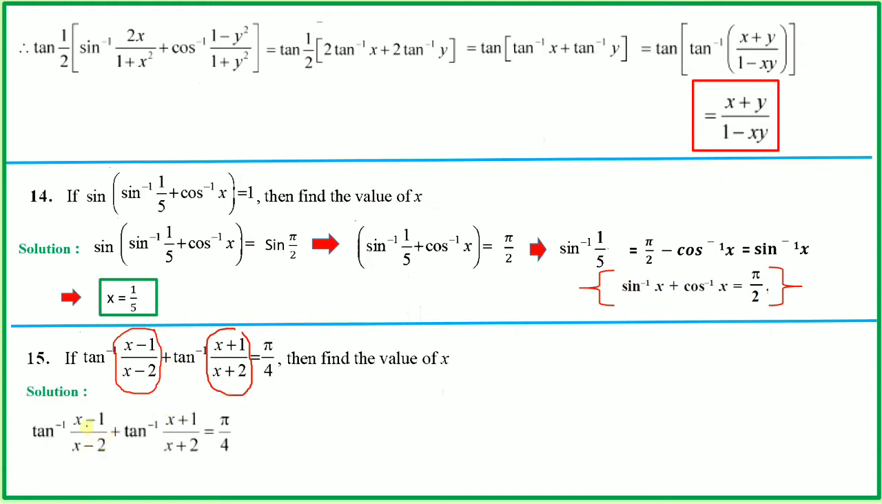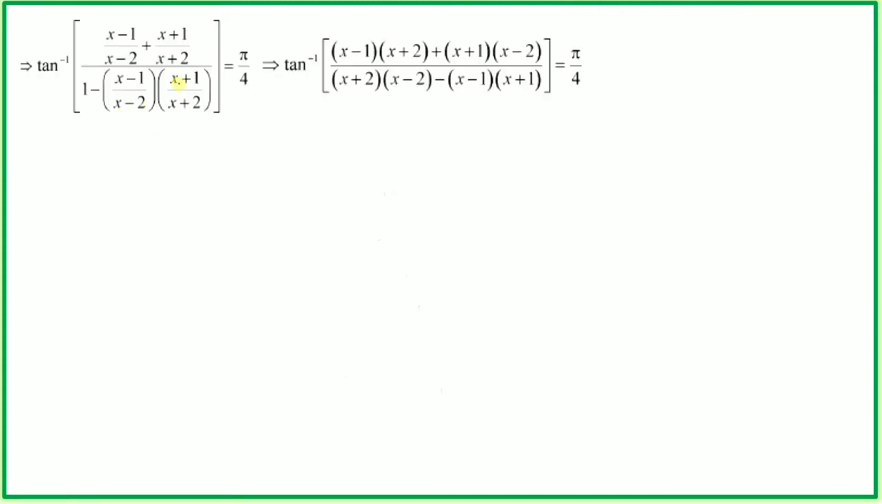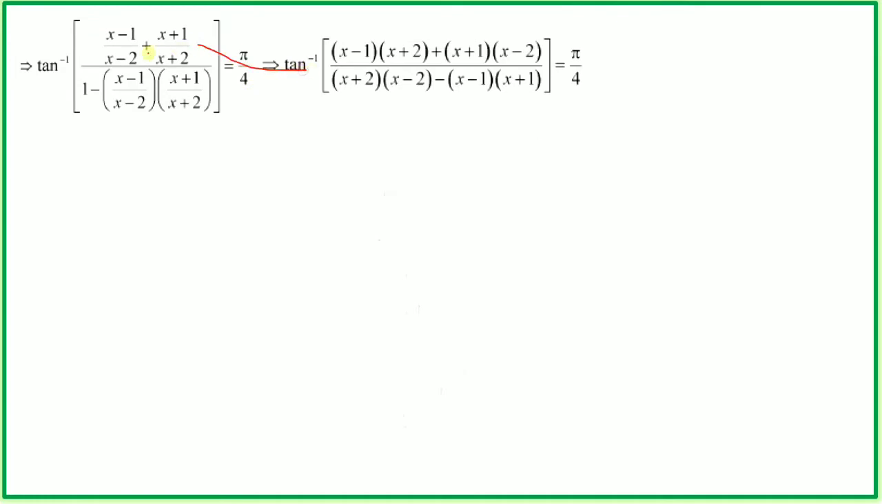So the solution for this question, since the identity is tan inverse x plus tan inverse y, as I told you, is tan inverse x plus y upon 1 minus xy, so here we put x plus y upon 1 minus xy, and the right hand side is pi by 4. The next step is tan inverse x plus y upon 1 minus xy is equal to pi by 4.